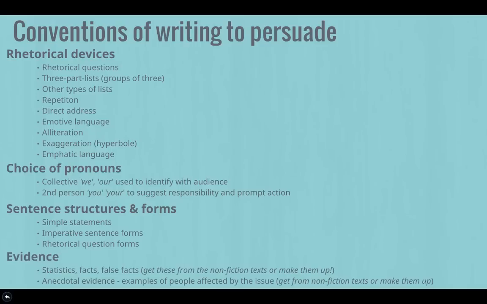And just as with writing to argue, in writing to persuade you need to include some evidence, so statistics, facts, false facts, anecdotal evidence. This is because you are trying to get your audience to share your view and to do what you are asking them to do in response to something that they might not have any knowledge of, or they might not feel able to participate in. So you need evidence to back it up and to add authority to your writing.